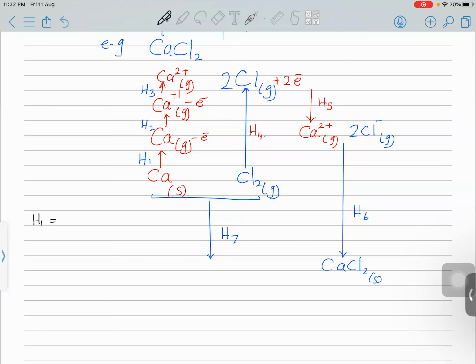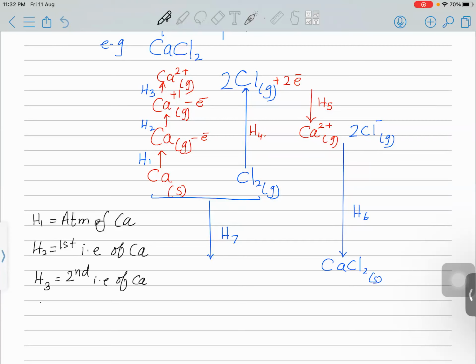Can you name the energy when calcium solid converts into gaseous? Sir, atomization of calcium. Okay. Now, what is H2? First ionization energy of calcium. Then what is H3? Second ionization energy of calcium.